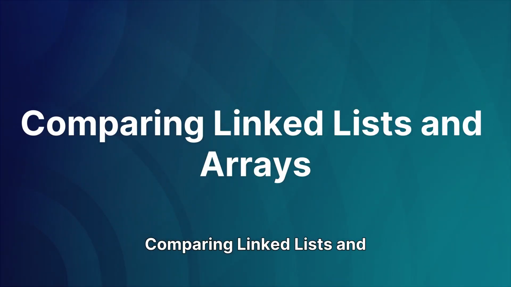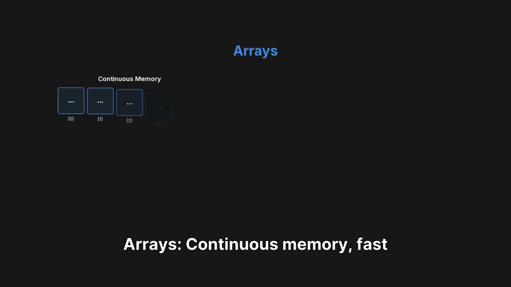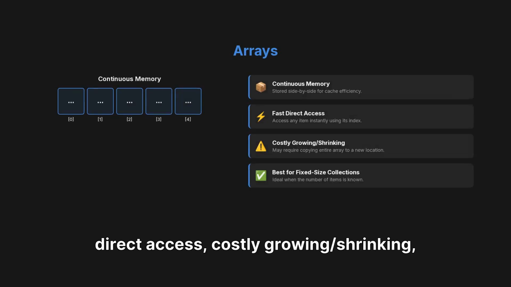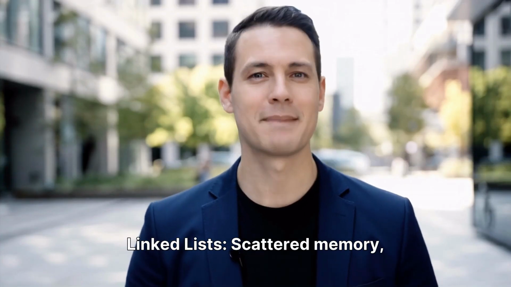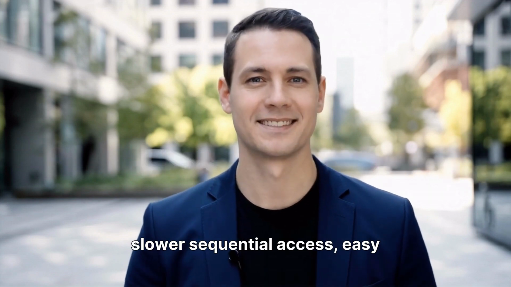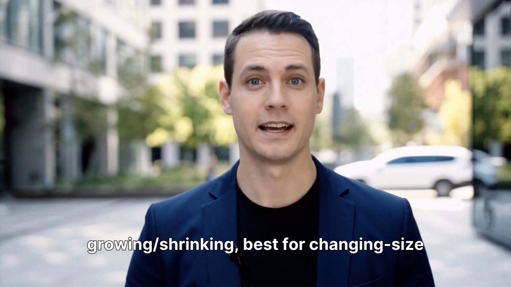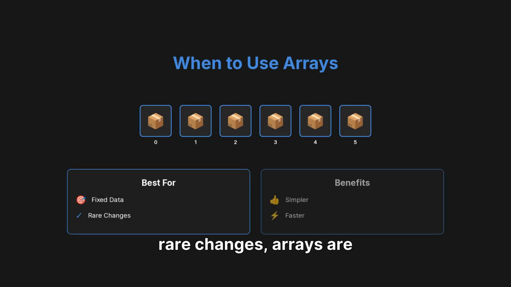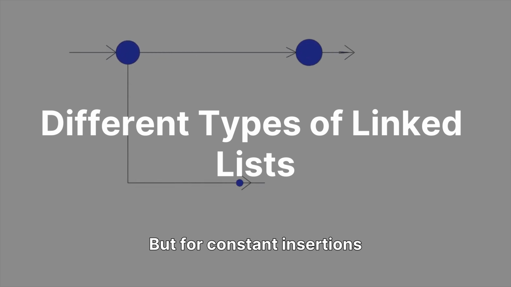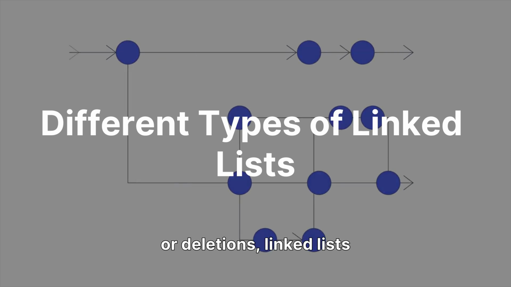Comparing linked lists and arrays. Arrays: continuous memory, fast direct access, costly growing and shrinking, best for fixed-size collections. Linked lists: scattered memory, slower sequential access, easy growing and shrinking, best for changing-size collections. For fixed data with rare changes, arrays are simpler and faster. But for constant insertions or deletions, linked lists are better.